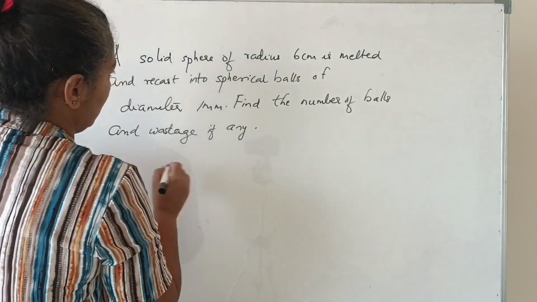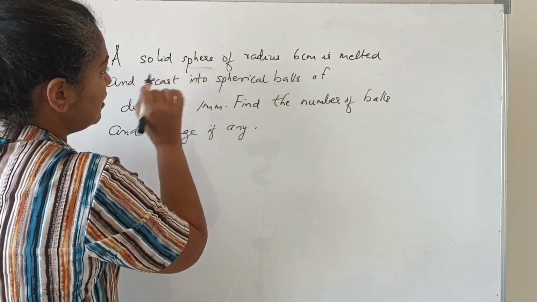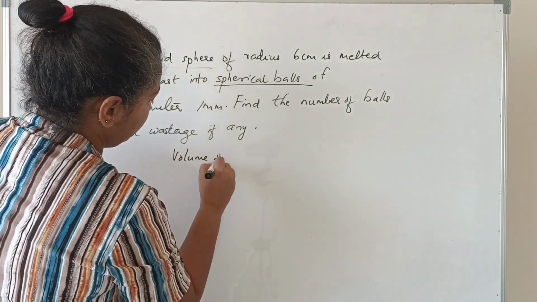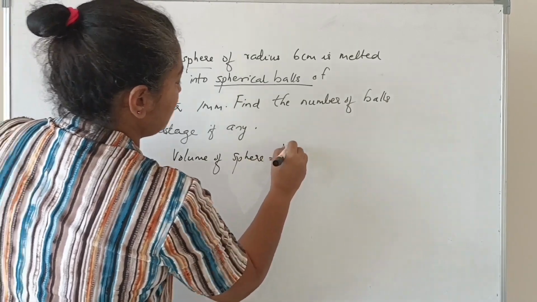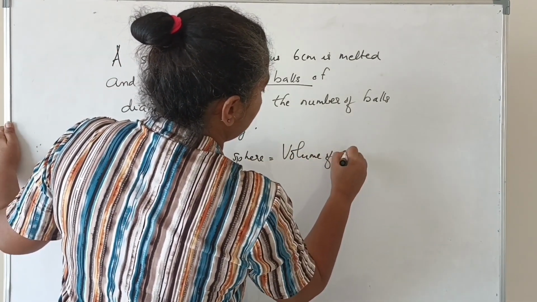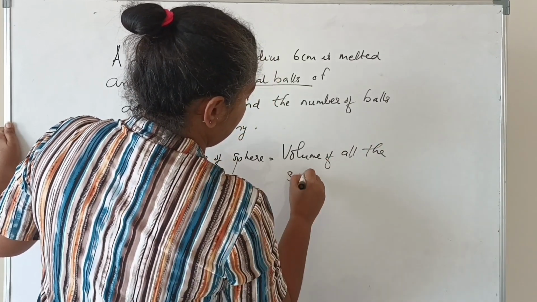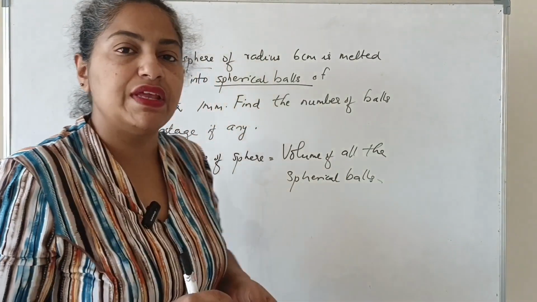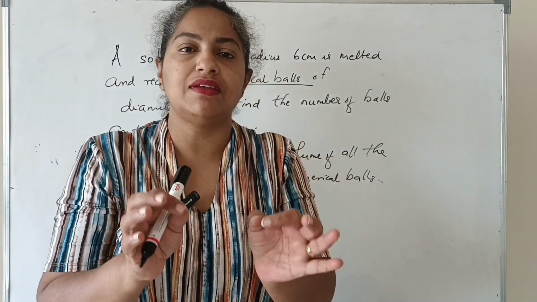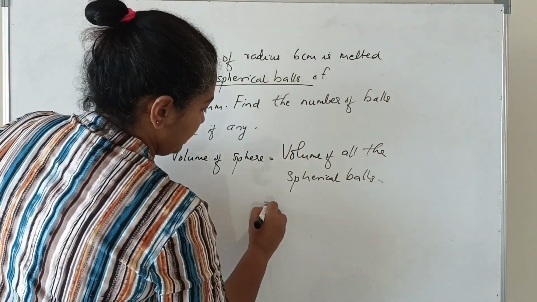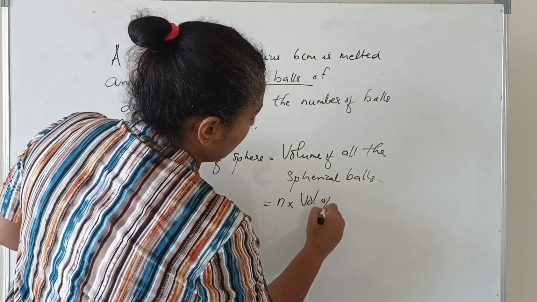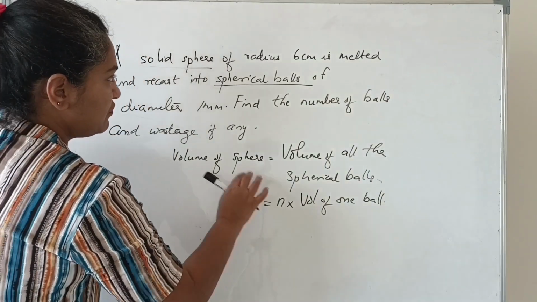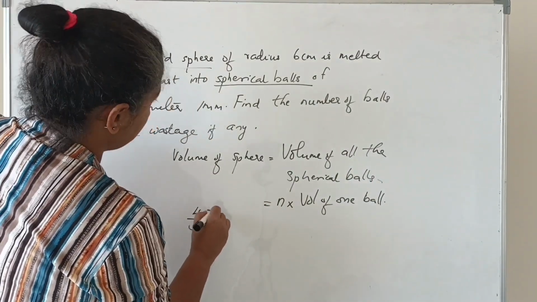So here we have a solid sphere which is converted into spherical balls. So, volume of the solid sphere is equal to volume of all the spherical balls. Now all the spherical balls are of the same diameter. So, let us take the number of spherical balls as n into volume of one ball. Correct. Now, volume of the sphere is given by 4 by 3 pi r cube.